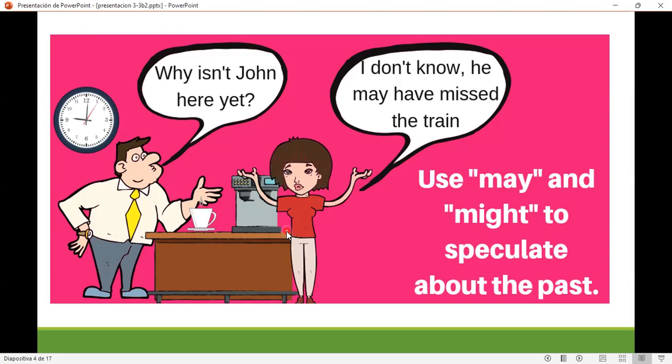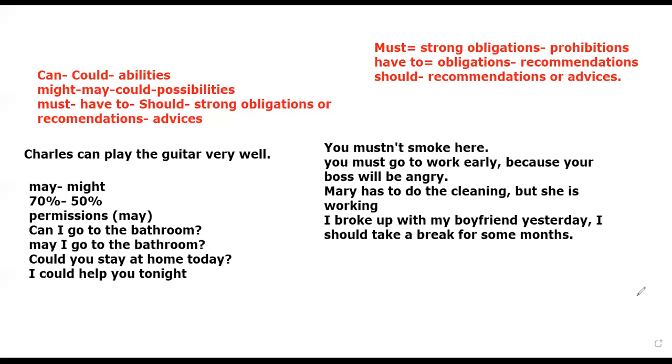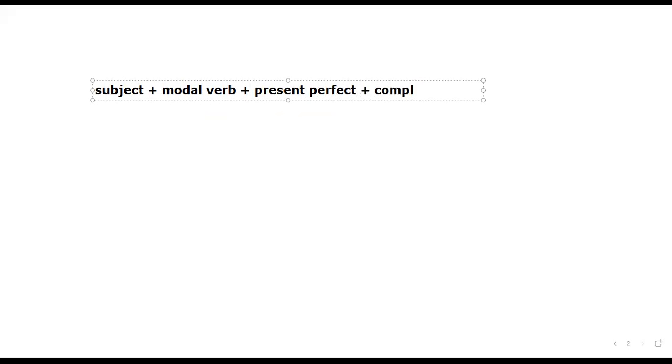Okay, very good. So guys, in this case, what is this structure? So the structure is subject plus modal verb plus present perfect plus complement. Why present perfect? Because of this.